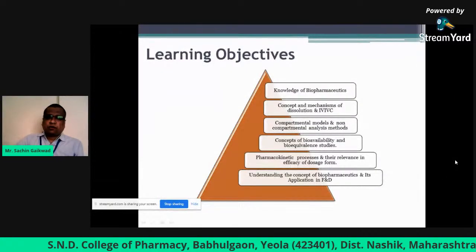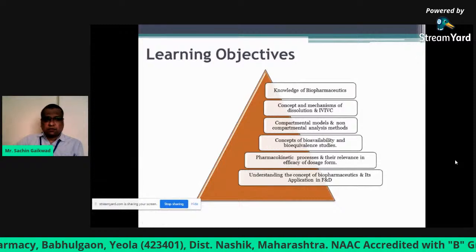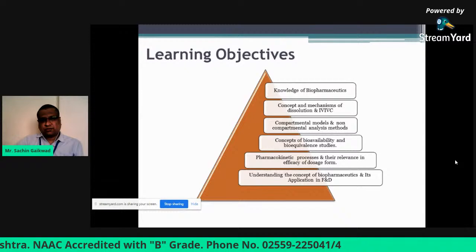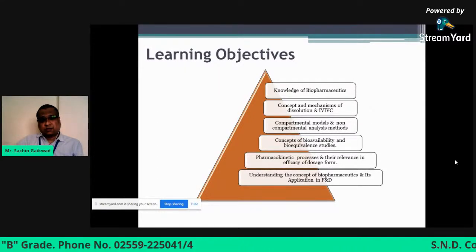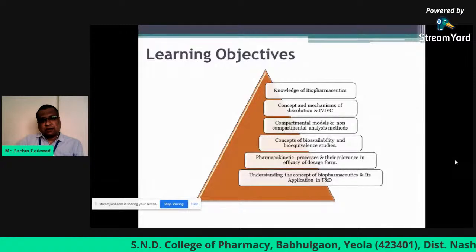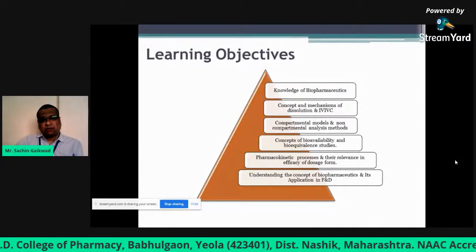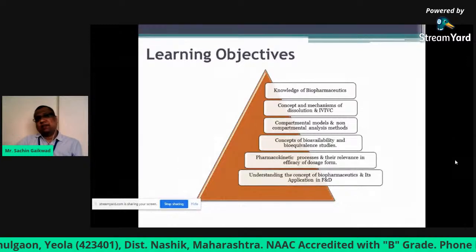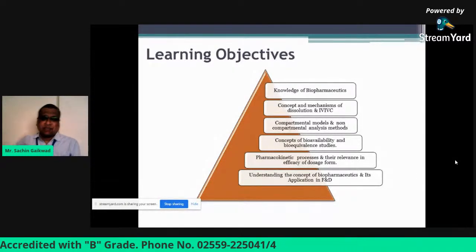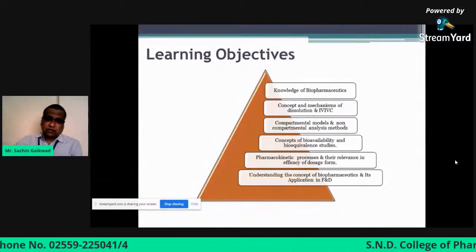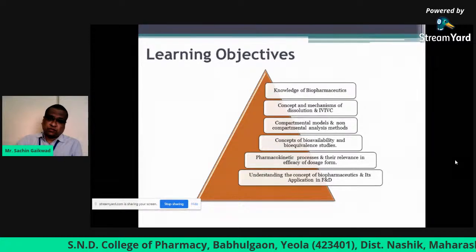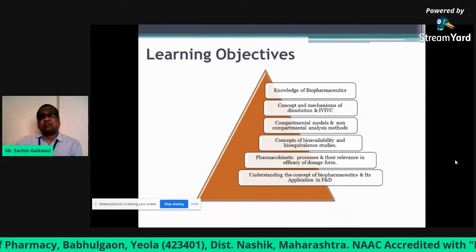Before going to the content of the syllabus, we have to learn about the objectives. What are the different objectives we have to achieve during this course? The first important objective is understanding the concept of biopharmaceutics and its application in F&D. F&D means the formulation and development. We have to study the basic concept of biopharmaceutics and also how to utilize that concept in development of various dosage forms. We have to learn these things in this subject.